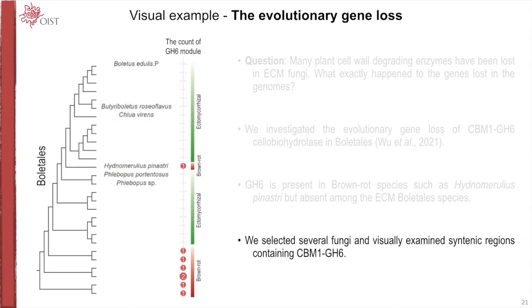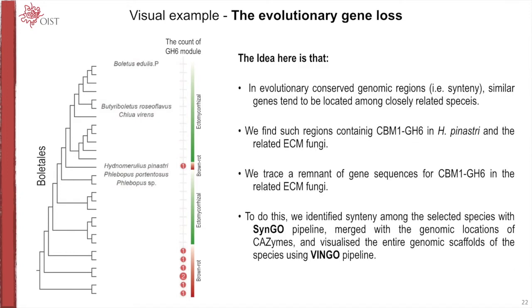So we selected several fungi and visually examined syntenic regions containing CBM1 GH6. The idea here is that in evolutionarily conserved genomic regions, also known as synteny, similar genes tend to be located together among closely related species. We find such regions containing CBM1 GH6 in H. pinastri and the related ectomycorrhizal fungi. Then we trace a remnant of gene sequences for CBM1 GH6 in the related ectomycorrhizal fungi.